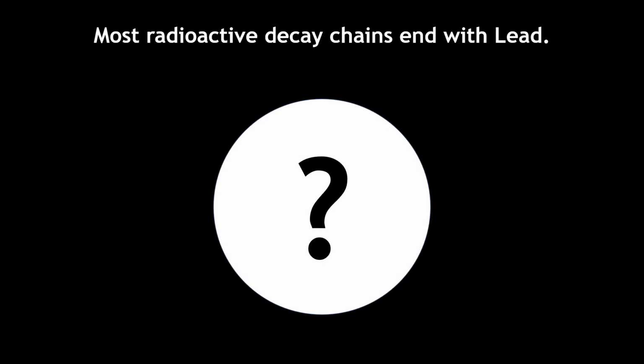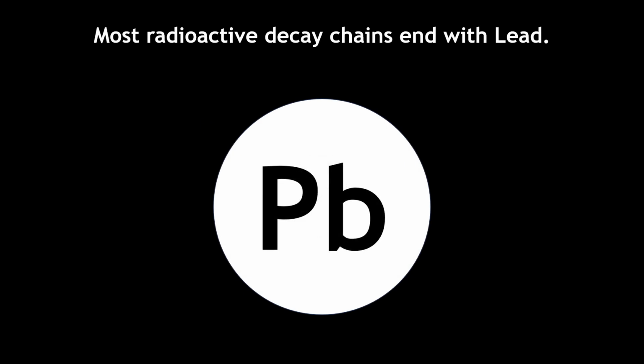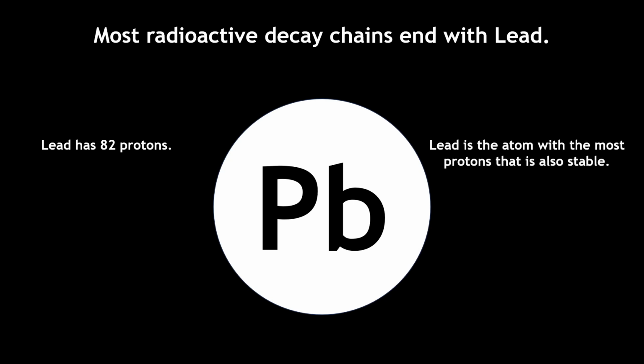Well, most radioactive decay chains end with lead, which has 82 protons. Lead is the element with the highest atomic number that has stable isotopes. That is, lead has forms that do not decay into smaller components.